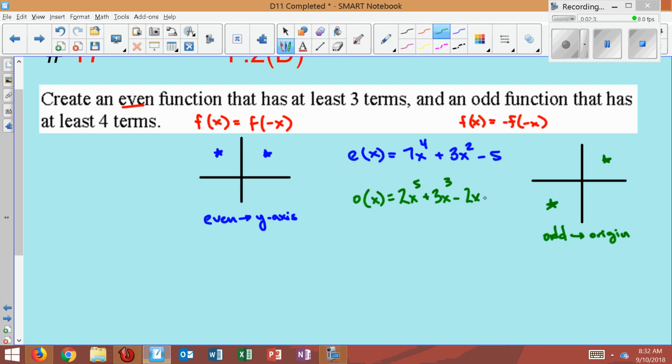What I'll do here is I'm going to not write it in order. Since I need something else, I'm going to add a power here. So I'll say plus 7x to the 7th power. Now I have 4 terms, and they're all odd. So these would be my answers here. Here's the even, here's the odd.